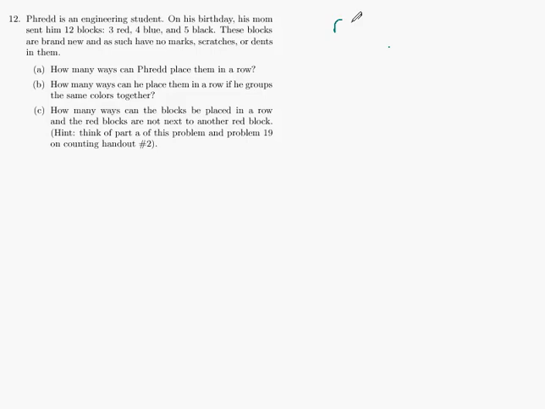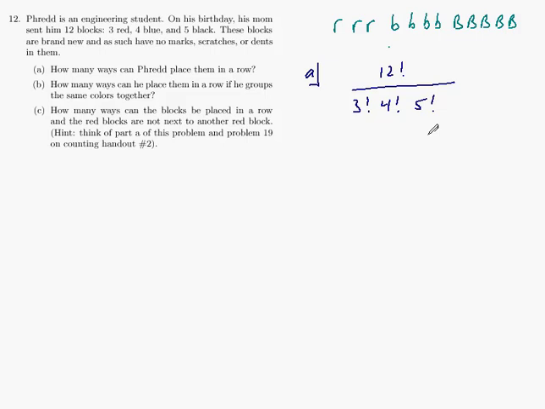One way to do this is to write down 3 letters, the R for the 3 reds, the lowercase b for the 4 blue, the uppercase B for the 5 black. That is one row of those blocks. If I wanted another row, I would shuffle the letters around. You see that's a distinct rearrangement. So we see that this is going to be 12 factorial over 3 factorial, 4 factorial, 5 factorial.